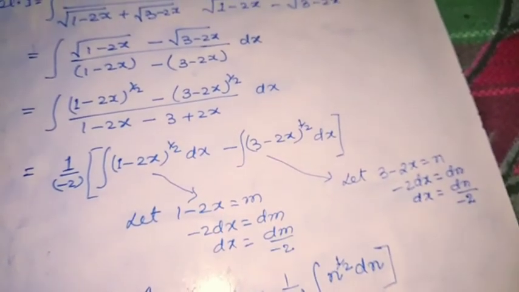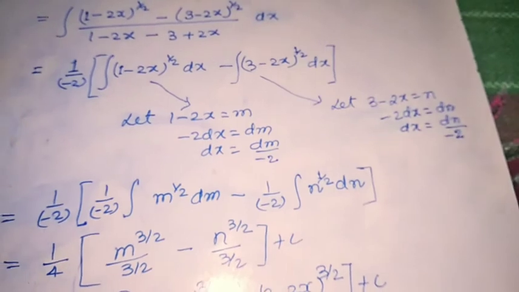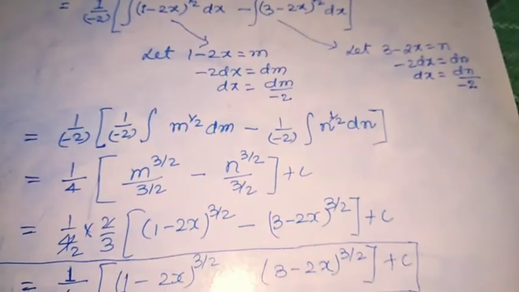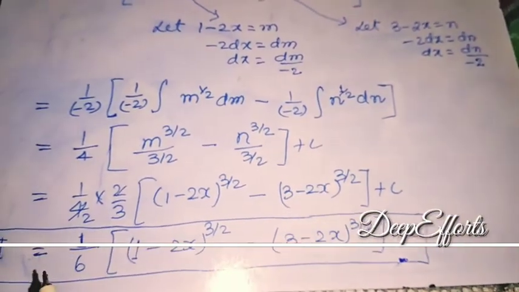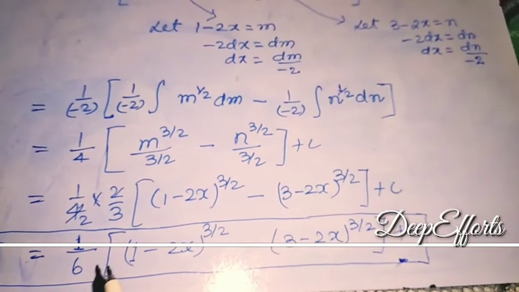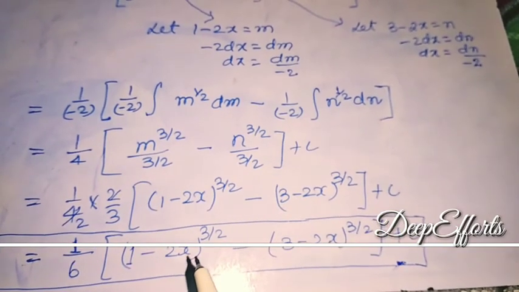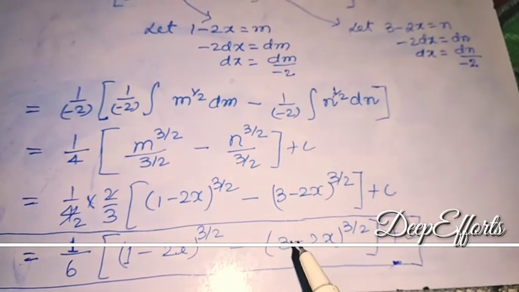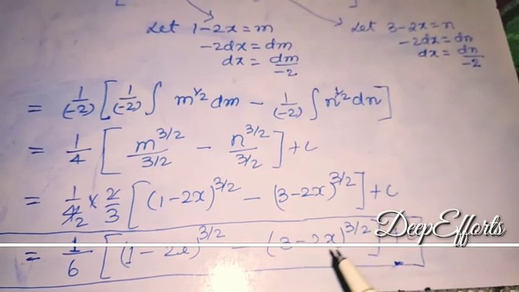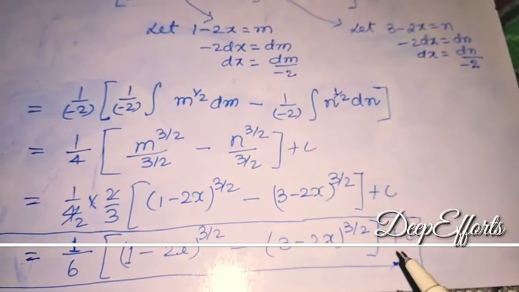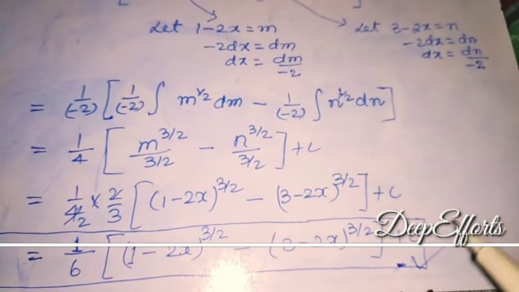You can solve it like this. I is equal to 1 upon 6 into (1 minus 2x) whole raised to the power 3 upon 2 minus (3 minus 2x) whole raised to the power 3 upon 2 plus c. This will be the answer.